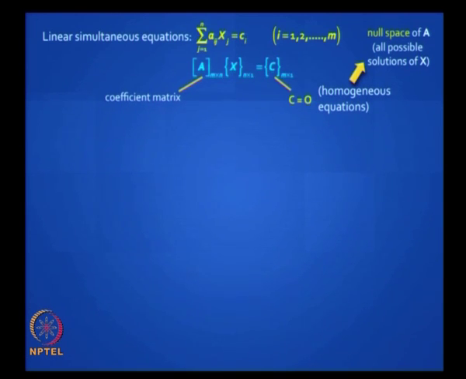If C is 0, well, you should not say 0, you should say O, because 0 is a scalar, O is a vector or a matrix. Then those set of equations are called homogeneous equations, you are familiar with them. When do you need to look at the solution for homogeneous equations?